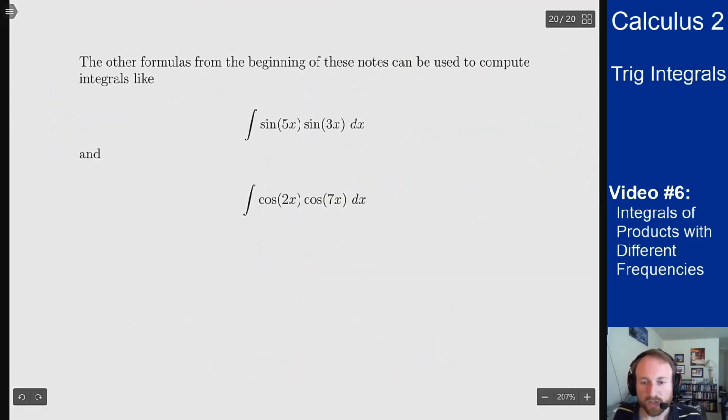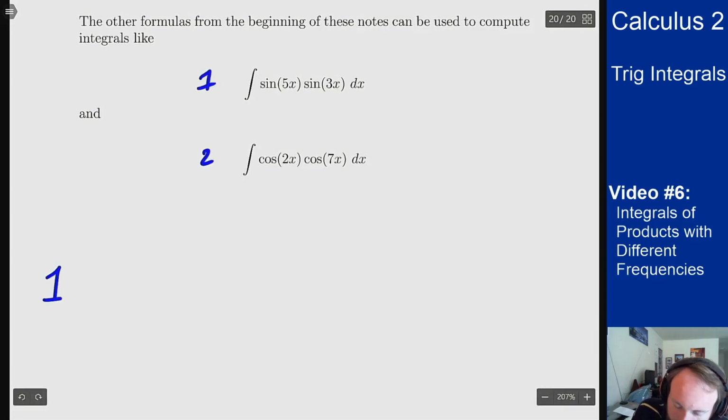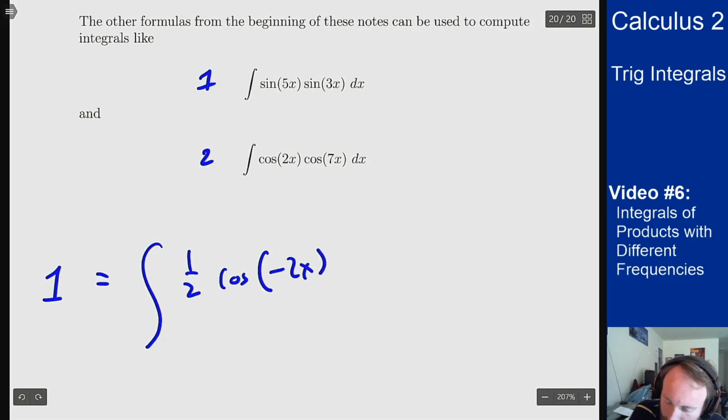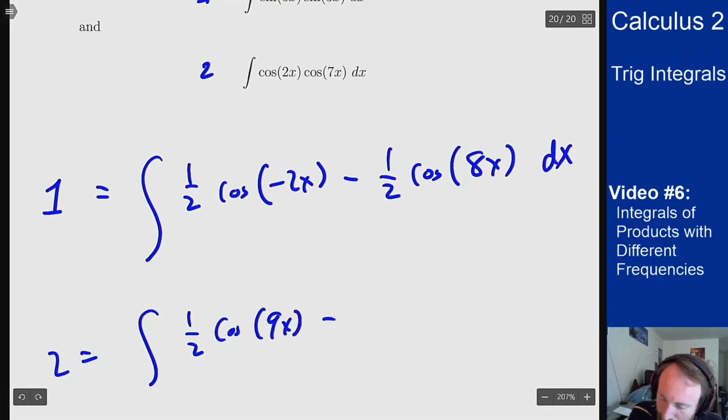So I gave two other formulas before for products of sine and cosine. Those all can be used in the exact same way to figure out integrals of this form. So for instance, the first one here for sine and sine, if you look back at the formula sheet, it's 1/2 cosine of a minus b minus 1/2 cosine of a plus b. So the first integral is equivalent to 1/2 cosine of a minus b minus 1/2 cosine of a plus b. And the second is the same as 1/2 cosine of a plus b minus 1/2 cosine of a minus b.